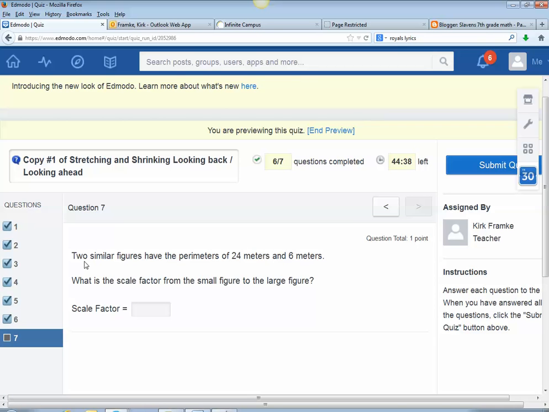Last question. Two similar figures have perimeters of 24 meters and 6 meters. What is the scale factor from small to large? Side length is just straight scale factor. So the scale factor here would be 4 because I multiplied 6 times 4 to get 24.